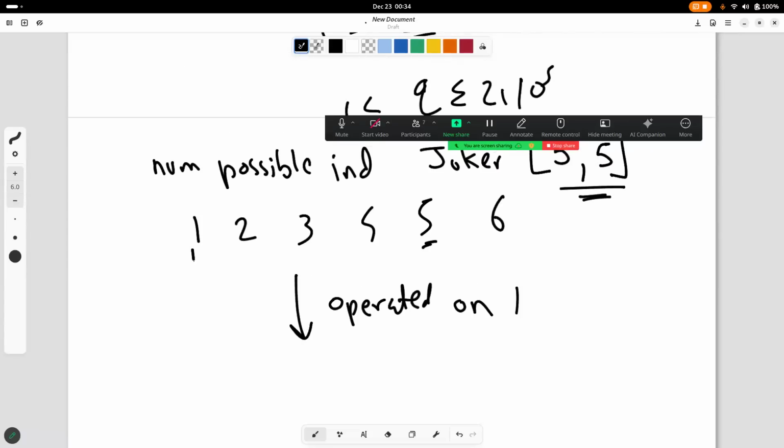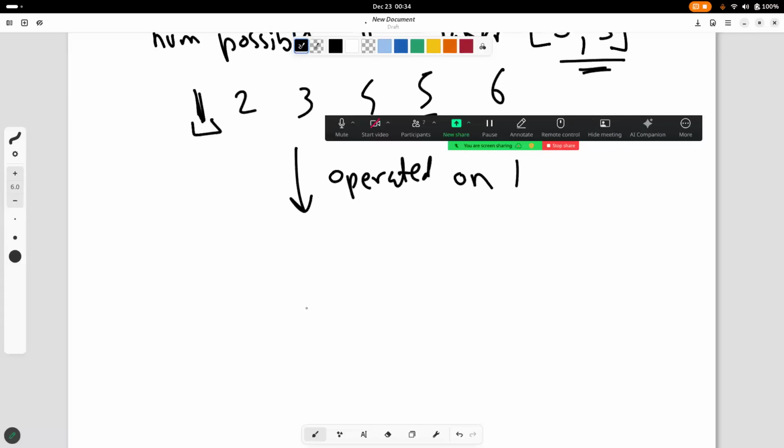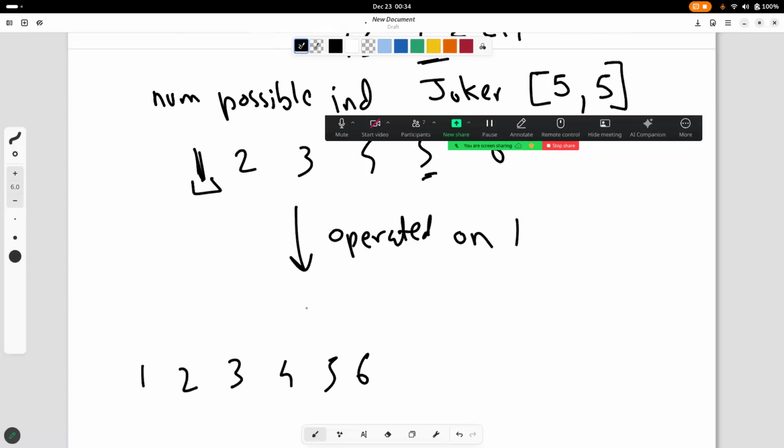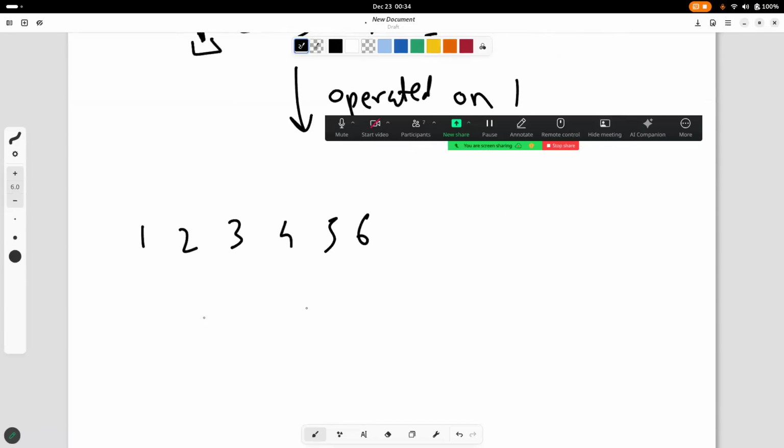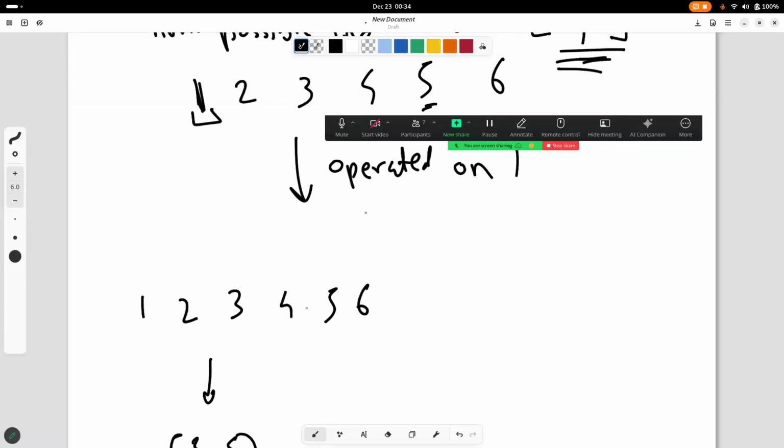There are two things that you can do when you operate on 1. Just take it and put it wherever it is. Like take it and put it at the start of the array, but it's the start of the array already, so nothing changes. So 1, 2, 3, 4, 5, and 6. Starting from 5 to 5, it went to 5 to 5. Nothing changed over here.